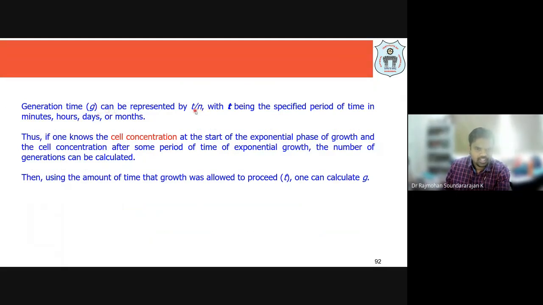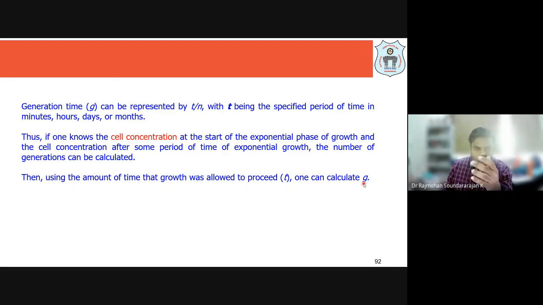This generation time is represented by the formula t by n. You can note this down, we are going to solve a numerical now using this. The generation time can be represented by t by n, with t being the specified period of time in minutes, hours, days or months. So if we know the cell concentration at the start of the exponential phase of growth and the cell concentration after some period of exponential growth, the number of generations can be calculated. So using the amount of time that growth has been allowed to proceed, we can calculate how many generations have occurred.